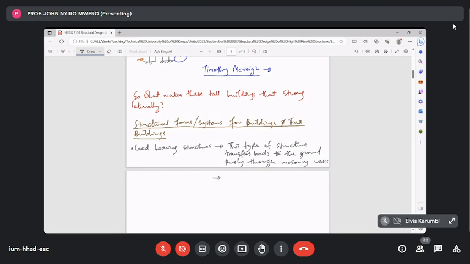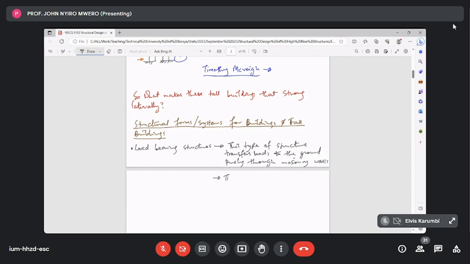So if it's a building with, say, slabs or a roof, the weight of those slabs and the weight of whatever we are putting on those slabs, whether it's people, furniture, machines, or what, and the weight of the roof is transferred to the ground through masonry walls. I know you most probably have been taken through a course in masonry design, so you know what this would refer to.